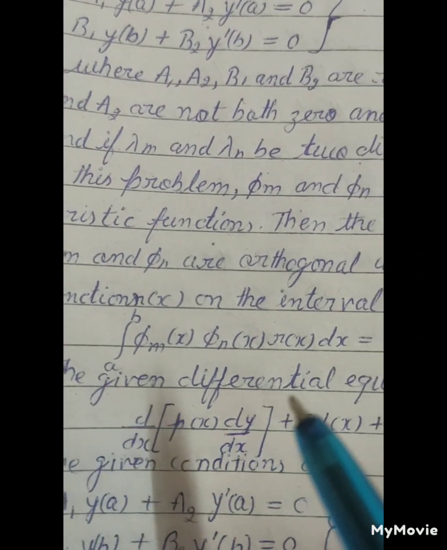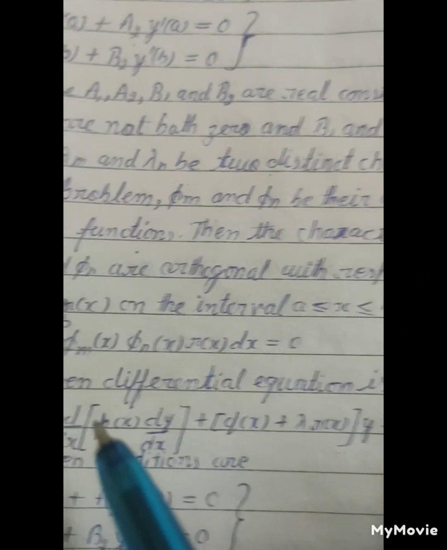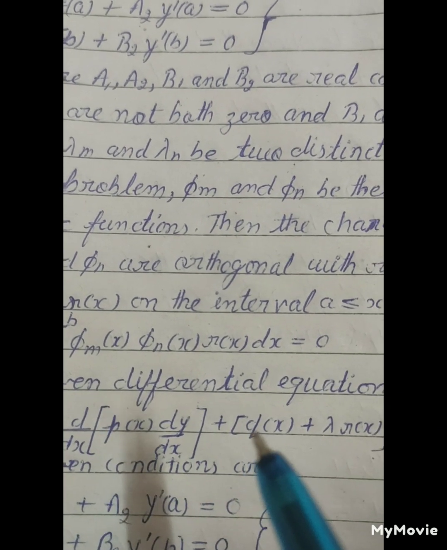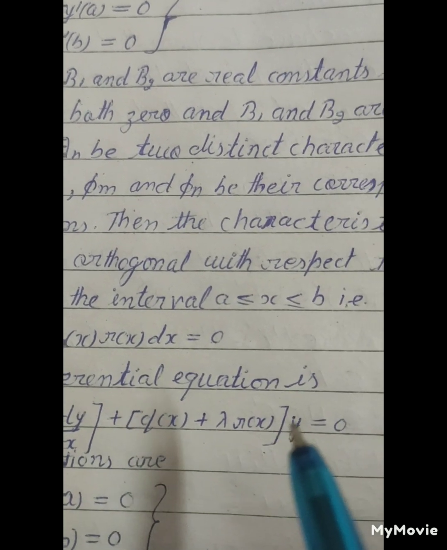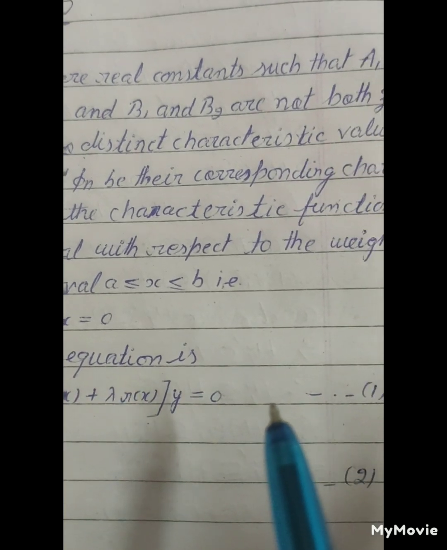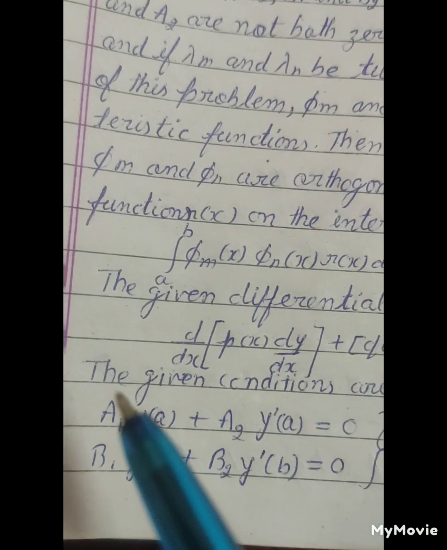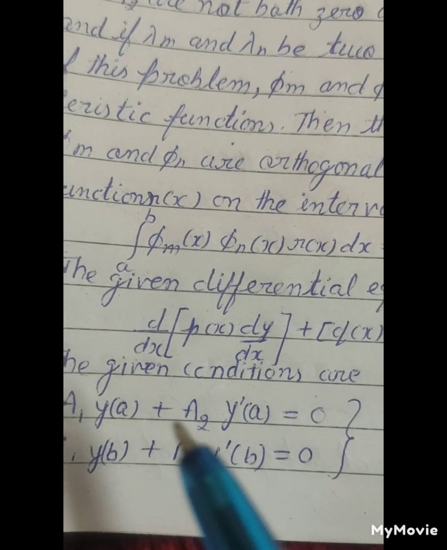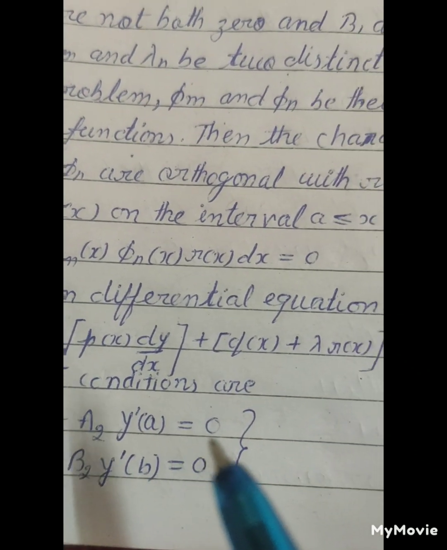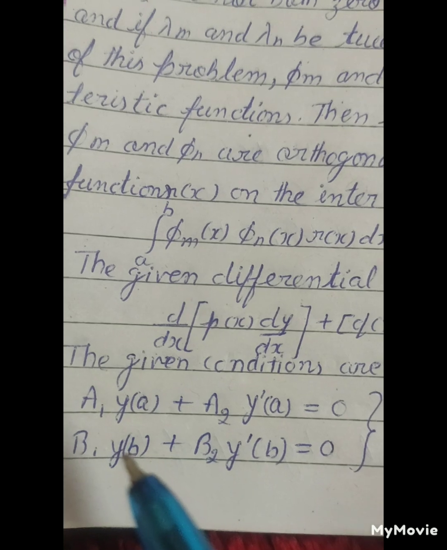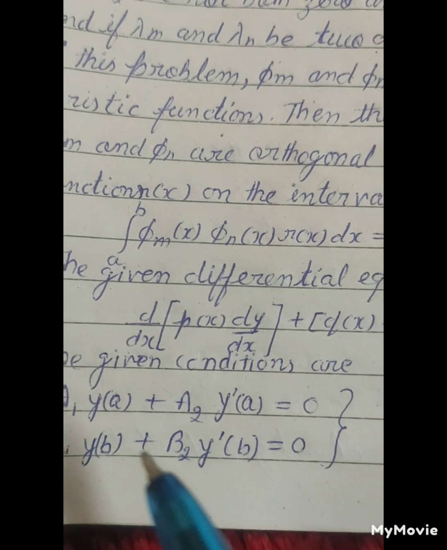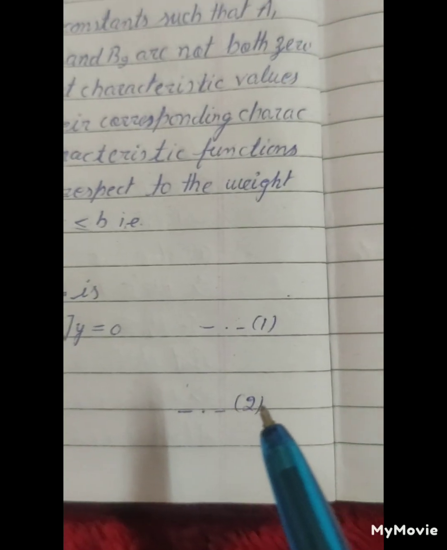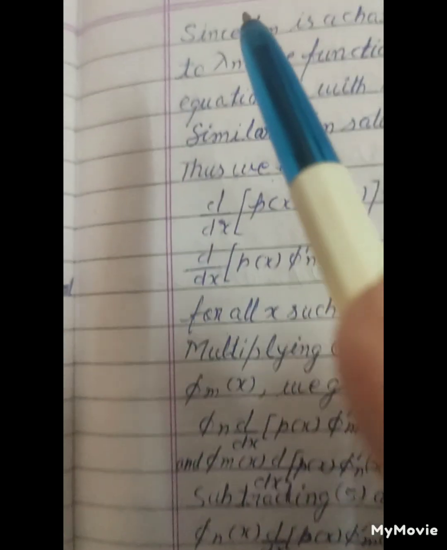Now the proof: the given differential equation is d/dx of (p(x) dy/dx) plus (q(x) plus lambda r(x)) y equals 0. Equation 1. The given conditions are a1 y(a) plus a2 y'(a) equals 0 and b1 y(b) plus b2 y'(b) equals 0. Equation 2.